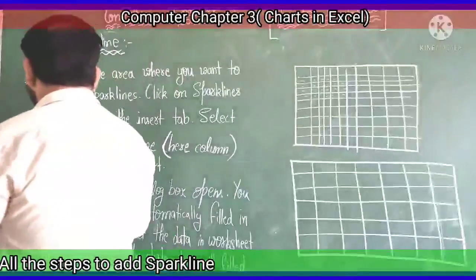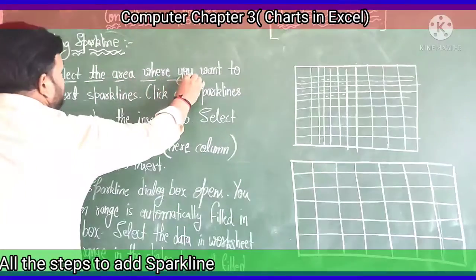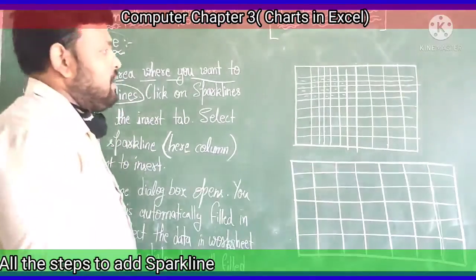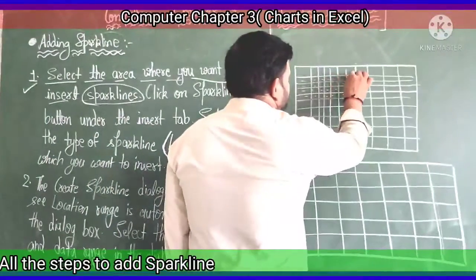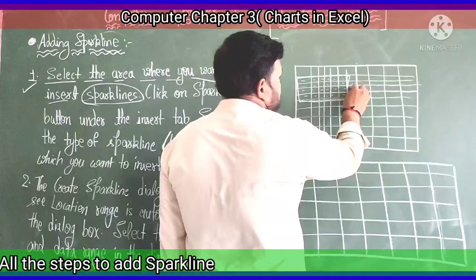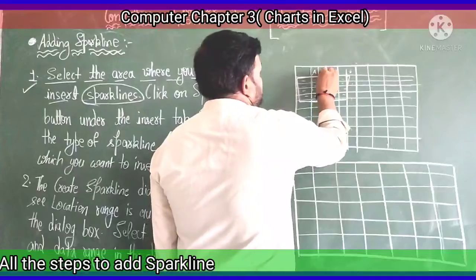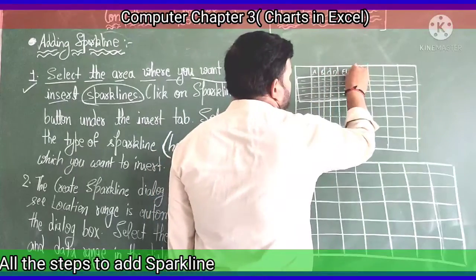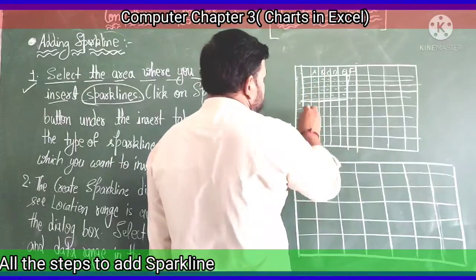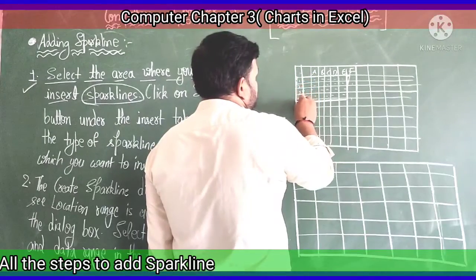Okay, let us discuss step one. First, select the area where you want to insert the sparkline. Firstly, you have to select. Suppose you have data from here to here and you want the sparkline in this cell, firstly you have to click in the header, like A, B, C, D, E, F, and one, two, three, four, five. Okay.